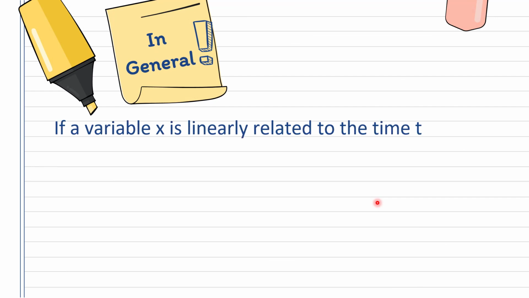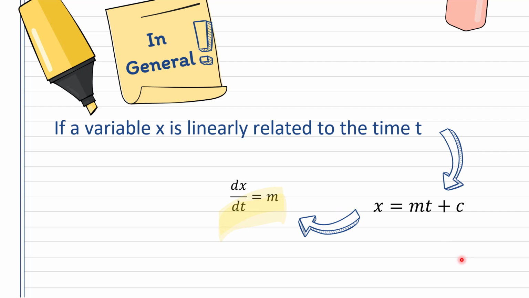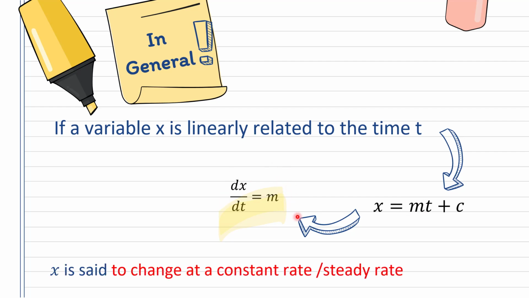So in general, we can conclude that if a variable x is linearly related to the time t, then x is symbolized as mt plus c. Here you can see that the power of t is 1. Then when you have dx/dt, what you will have is the gradient, or the value is m. Here, x is said to change at a constant rate or steady rate.